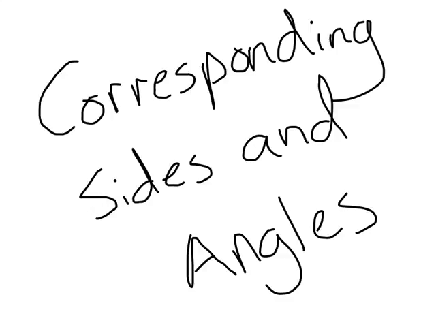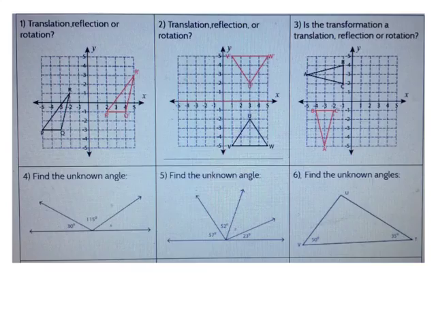Today we're going to finish talking about congruent figures and look at what happens with corresponding sides and angles. We're going to use our knowledge of congruent figures to find missing sides and angles. Let's get started. Look at number 1. The figures in number 1 are congruent.